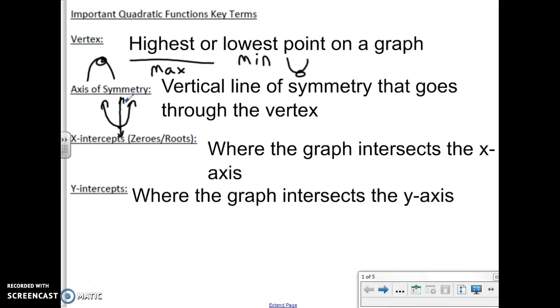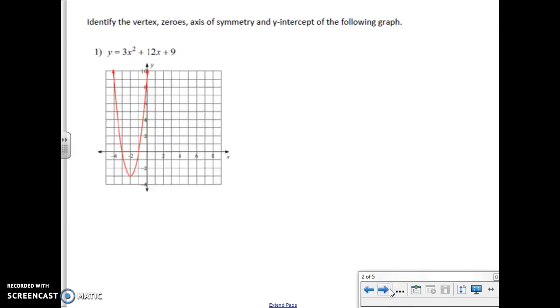Now, x-intercepts are also called zeros and roots, and it's where the graph intersects the x-axis. You've seen that before when we talked about lines last year. The same basic idea applies here, but we'll notice something different about quadratics as opposed to lines, and we'll figure that out. Y-intercepts, well, that's where the graph intersects the y-axis. Same thing. So let's look at a couple graphs.